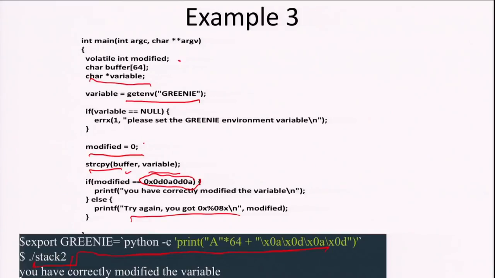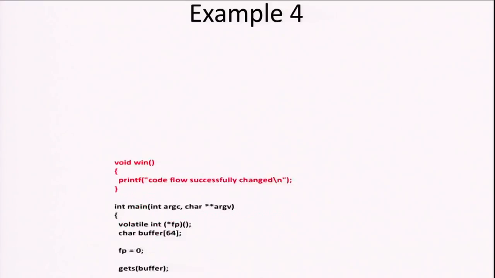So why does this happen? For that we have to understand how buffer overflow works. But before we understand how buffer overflow works, we'll have one more example where we'll be changing a function pointer. So far we were changing the value of an integer variable, but it could be any other kind of variable that we were changing, and in the next example we'll be changing a function pointer.